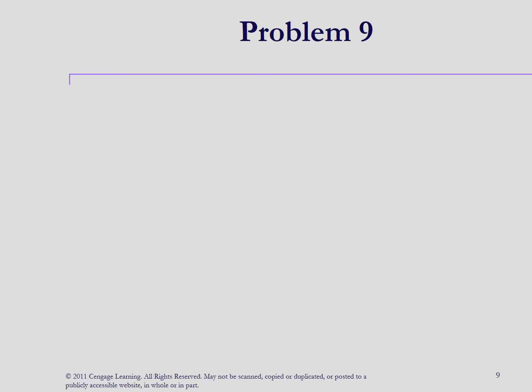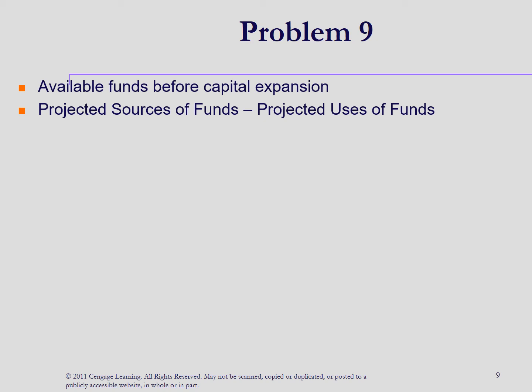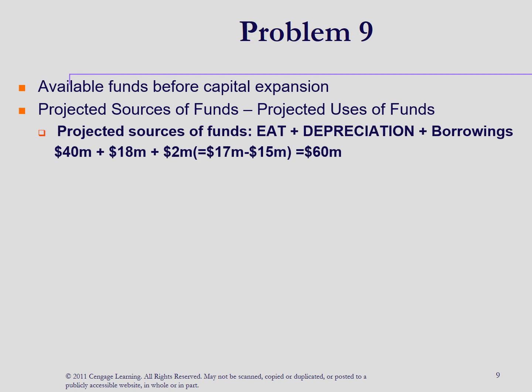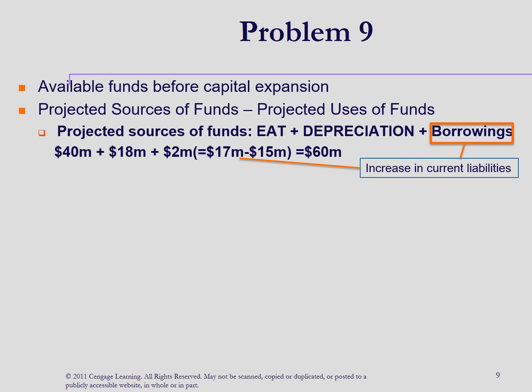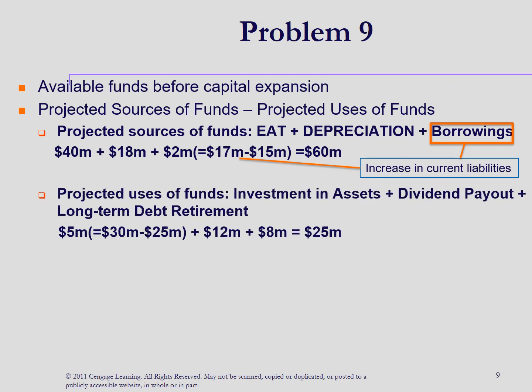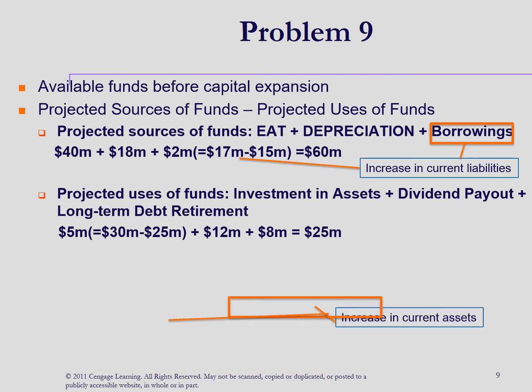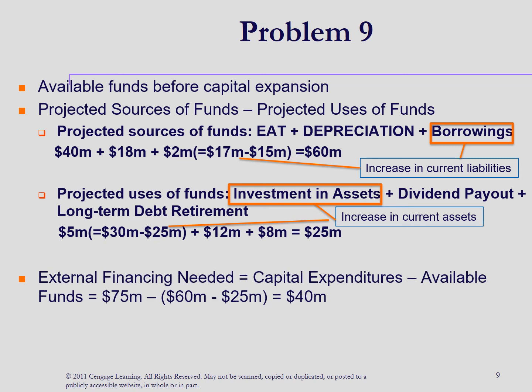We first calculate the available funds before capital expansion. The available funds before capital expansion are obtained by the difference between projected sources of funds and projected uses of funds. Projected sources of funds are the sum of earnings after taxes, depreciation, and borrowings. The borrowings are calculated by the increase in current liabilities. Projected uses of funds are the sum of investment in assets, dividend payout, and the long-term debt retirement. The investment in assets is calculated by the increase in current assets. External financing needed is obtained by the capital expenditure less the available funds before capital expansion.